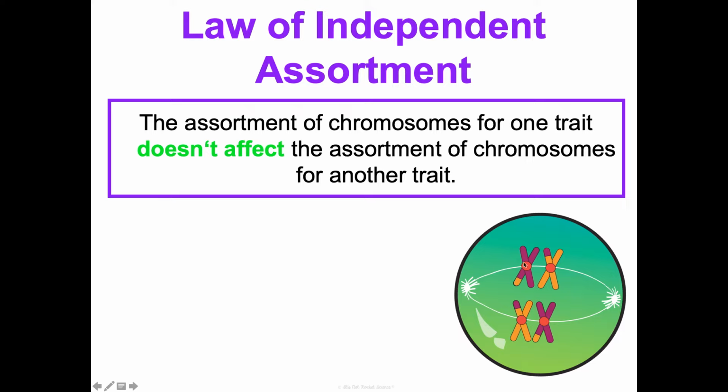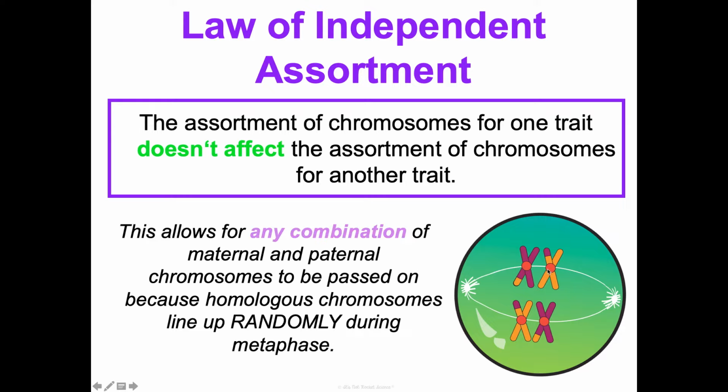Okay, so for example, when the chromosomes line up in metaphase and then are separated in anaphase, when they're lining up, they're not organizing in the sense that all the dominant chromosomes with dominant genes come on this side and all the ones with recessive go on this side. No, it's totally random. This means that any combination of your maternal and paternal chromosomes can be passed on to your future offspring because they're lining up randomly. That's why a couple can have 5 kids and they all are so different from each other, because the combination of chromosomes is totally random and completely independent of each other.